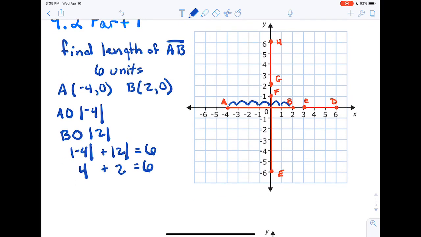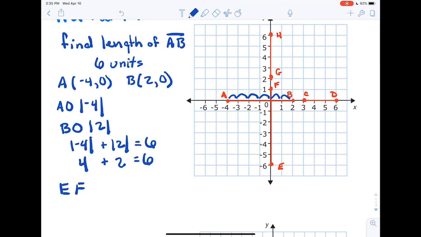Now, if you look at EF, you're going to do the same thing, but it happens to be on the y-axis. So we're going to think about that. Well, E is at 0, -6. And F is at 0, 1. Well, because they're on different sides of the x-axis, we're going to have two pieces of the line.